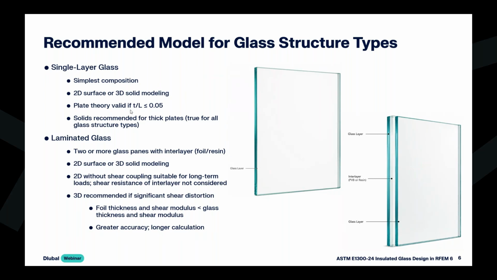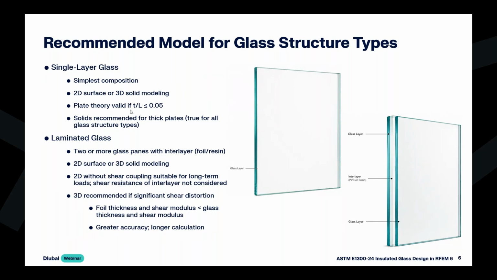So therefore, solids are recommended for thick plates, and this is really true for all glass structure types. So whether it's single layer or laminated, we would recommend moving to a solid if that thickness starts to really increase in comparison to the length of our panel. The second type is laminated glass. So this is essentially where we have two or more glass panes with this inner layer, this foil or resin. And for this, either 2D or 3D is possible.